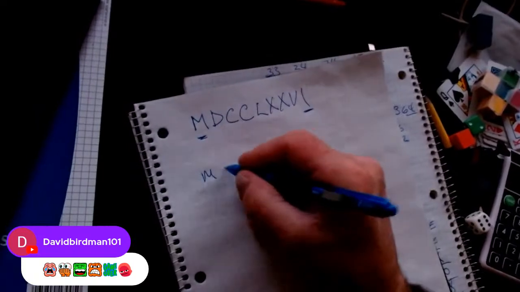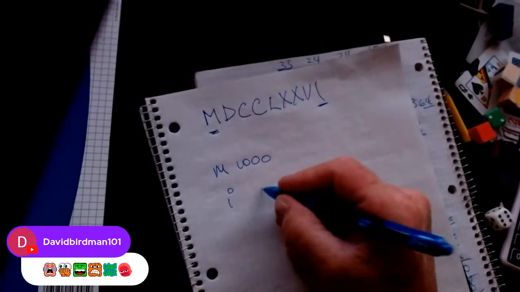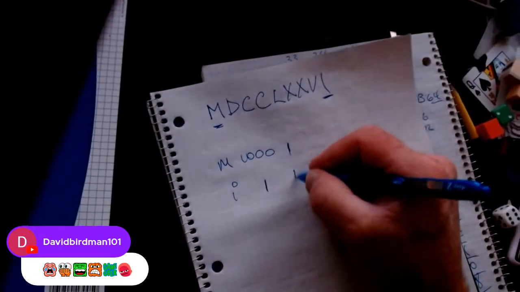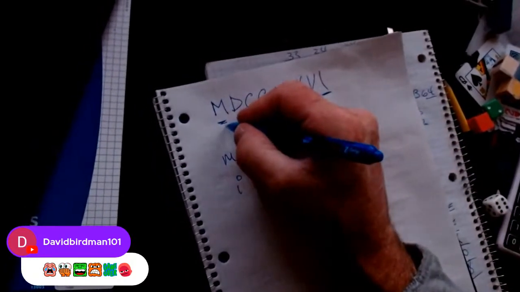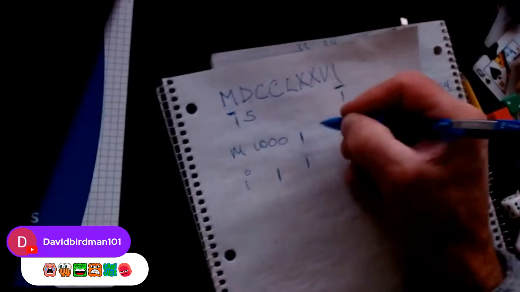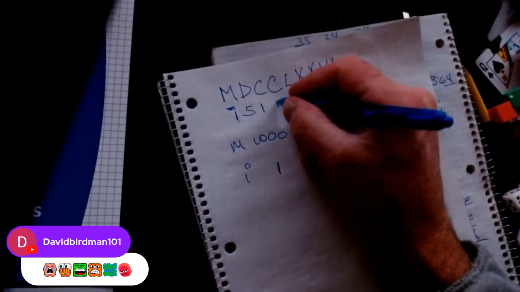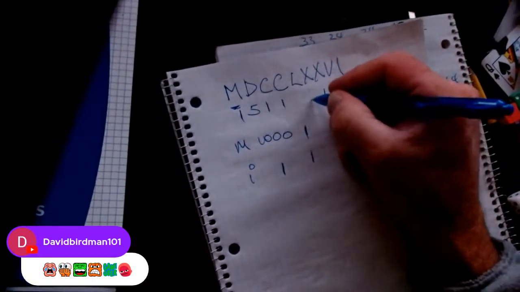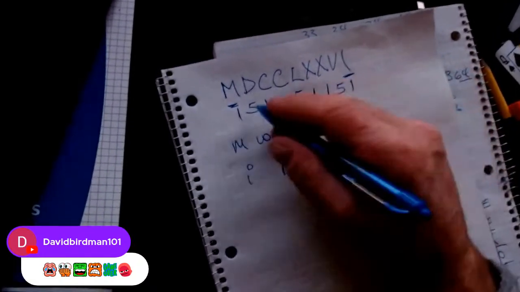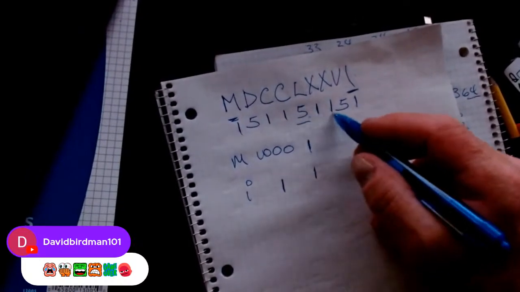So we're going to go M 1000, and we're going to go I 1. So it's going to be 1, 1. This one over here is 1,000. This one is 1. This is 500, mark 5. This is 5. This is 100, mark 1. This is 100, mark 1. This is 10, mark 1. This is 10, mark 1. This one is 5. So when you look at this, this is your Roman numerals. 1, 5, 1, 1, 5, 1, 1, 5, 1.